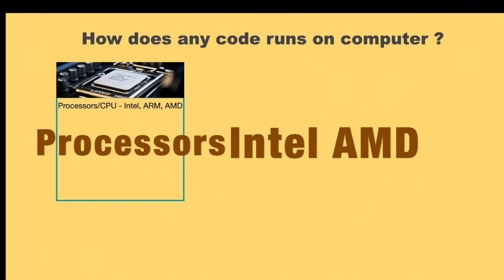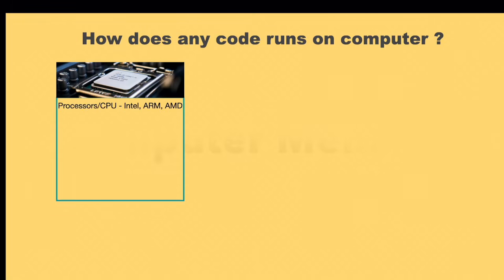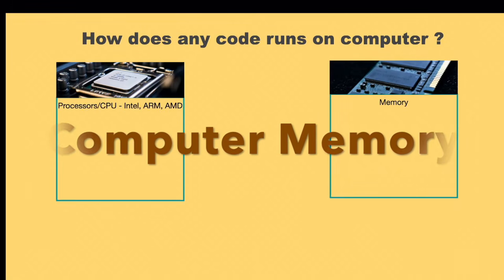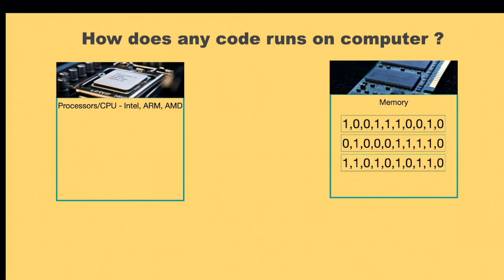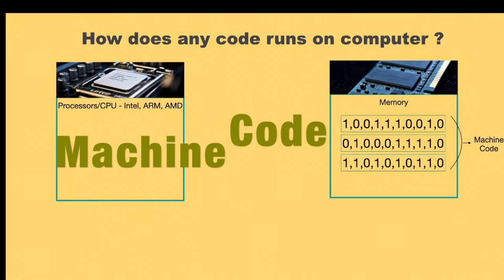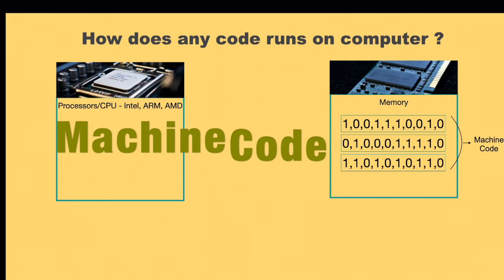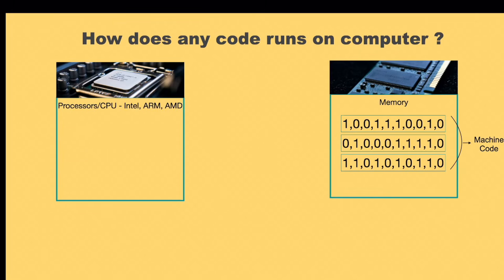Let's start with how does any code run on your computer. At a basic level, there are two components in a computer. First is the processor, that is the CPU, like Intel, AMD, Mac processor, etc. And second is the computer memory. Now the processor runs the code which is stored in the memory as instructions. The memory stores these instructions as binary, as ones and zeros, which is called machine code. So whenever you hear machine code, that means instructions represented with ones and zeros, which the processor can understand.